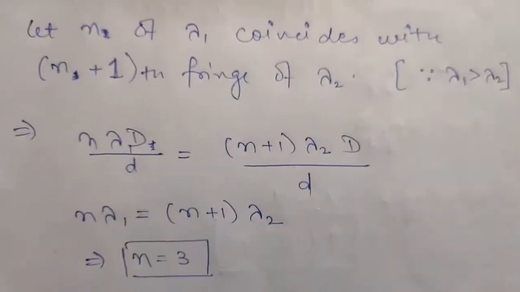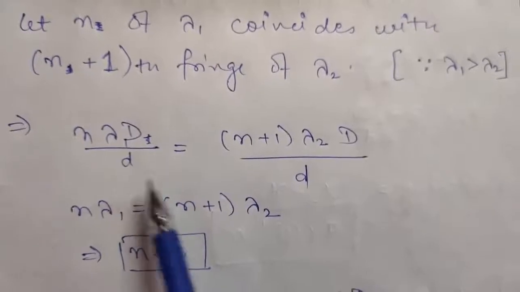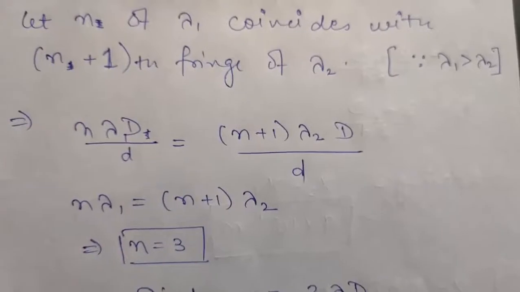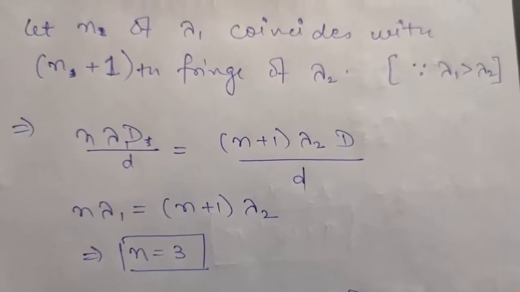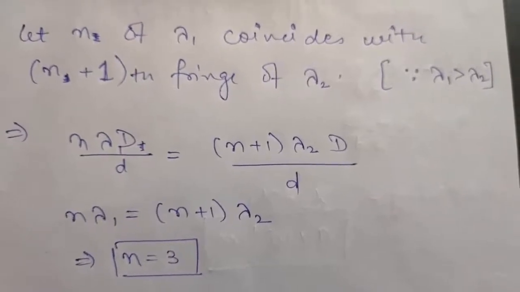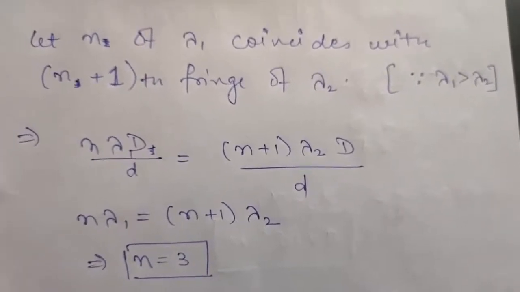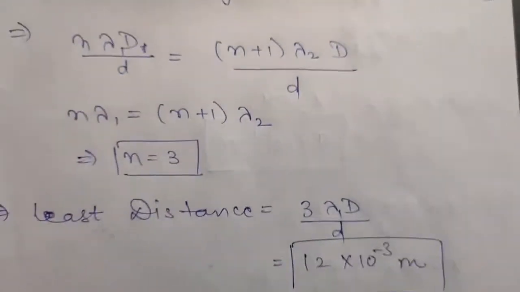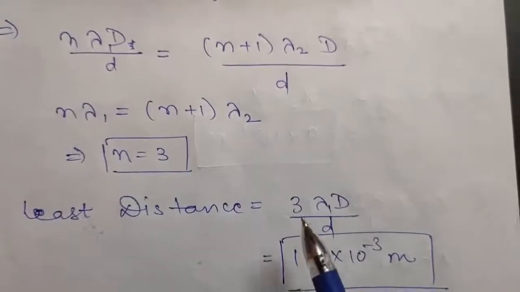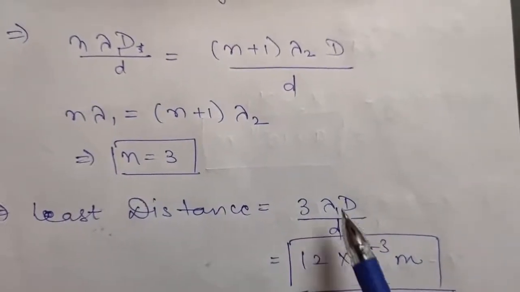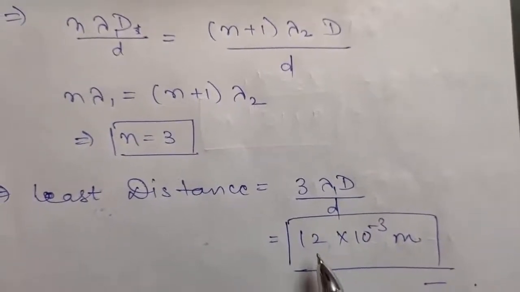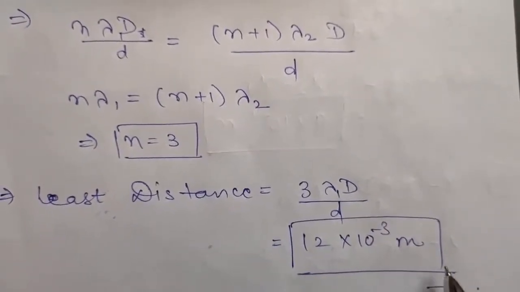Now it is easy to solve. Just put the values and calculate the value of n. That will come to be 3. That means the least distance where these fringes will be coinciding will be such that the third fringe is there due to lambda 1 and the fourth fringe is there due to lambda 2. Now you have to calculate the least distance. You can put n equal to 3 in either of these two equations, and the result will be equal, obviously. So 3 lambda 1 D by d. You are given all the values, put the values, and the answer for the least distance will come to be 12 into 10 to the power minus 3 meters.